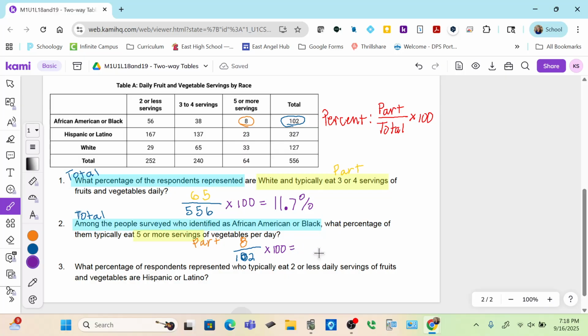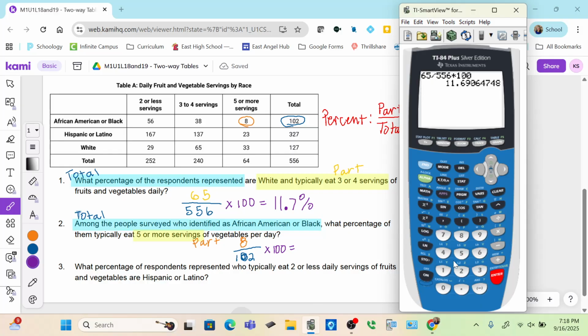So again, I'm going to take my calculator. 8 divided by 102 times 100 gives me 7.8, because 8 is followed by a number smaller than 5, 7.8%.